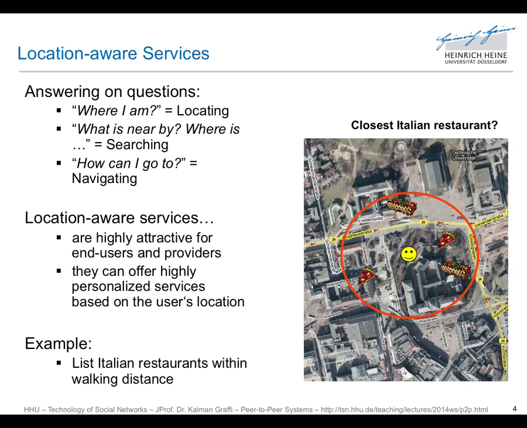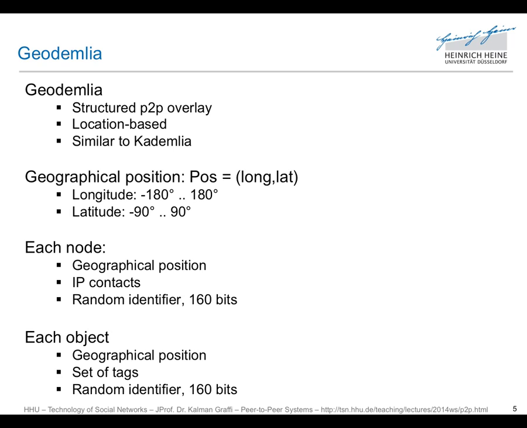The first solution that we look at is called Geodemlia, and it aims to provide this search for geographically close nodes. So give me the nodes that are closest to this single point on the map. This is the goal. And what do you need for that? First of all, you need a map, and you need some distances, and you need some metric system.